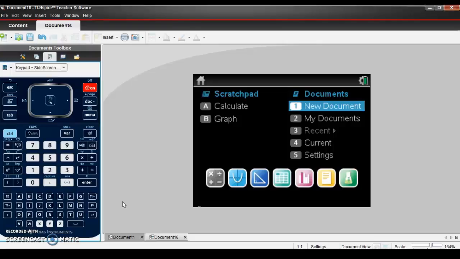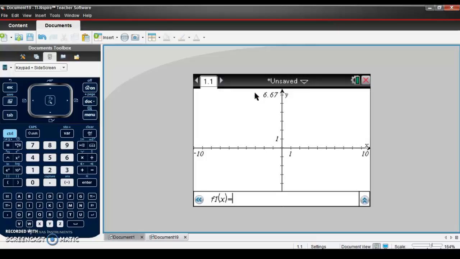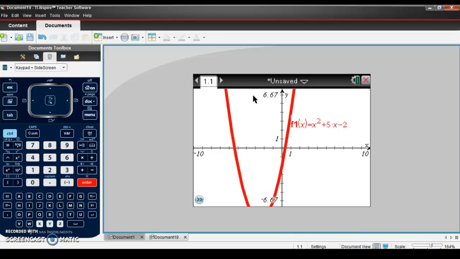The first of these two questions is asking us if a function is increasing or decreasing on a given interval. So to check that out, I'm going to add in a graph on my Inspire calculator. So I go to New Document and add in that graph. I'm going to go ahead and plot my equation. And there it is. And let's just try this by looking at it, right?